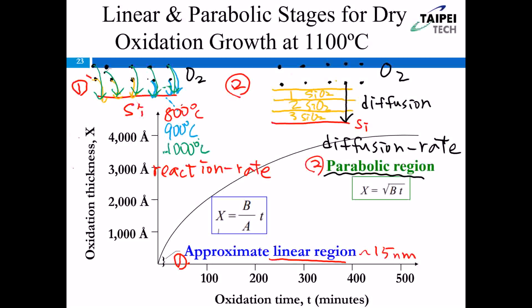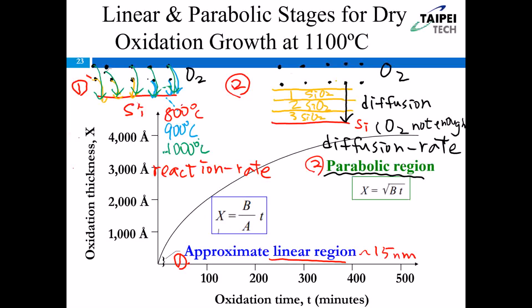So when we talk about diffusion rate control, the first thing you need to have in your mind is that we don't have enough oxygen, okay? Oxygen is not enough, or water is not enough. So that's the reason we say diffusion rate control, okay?